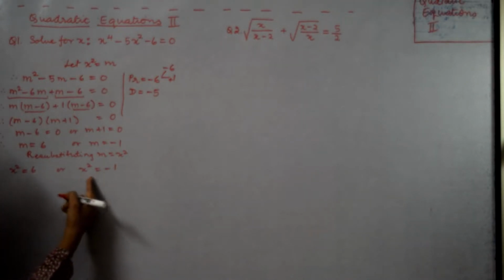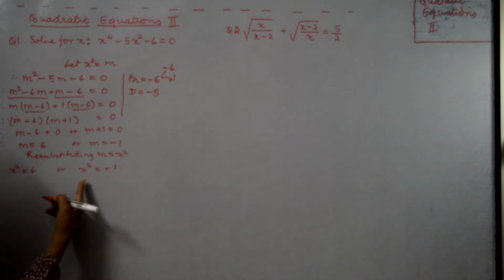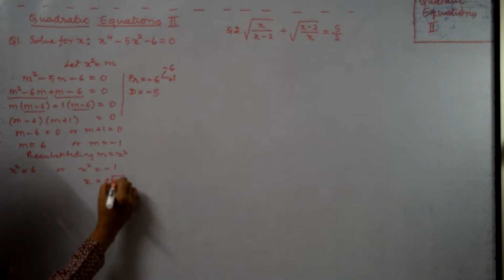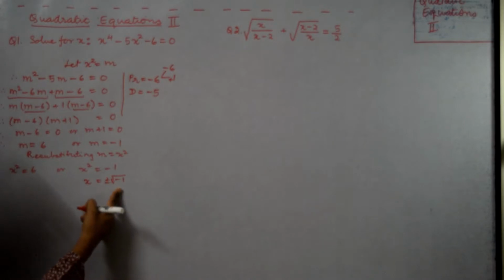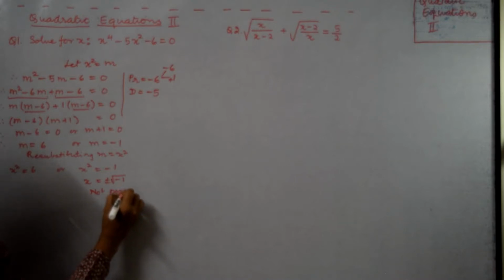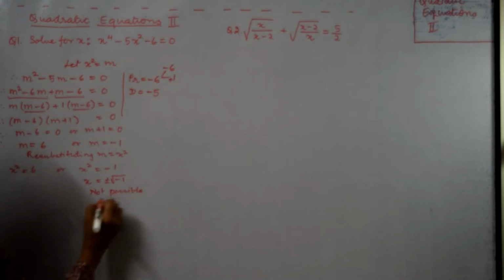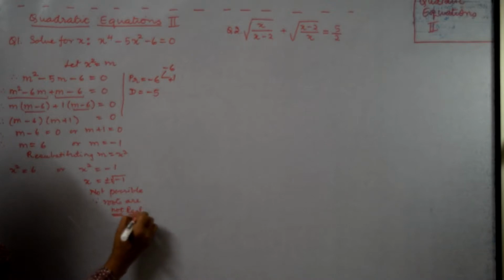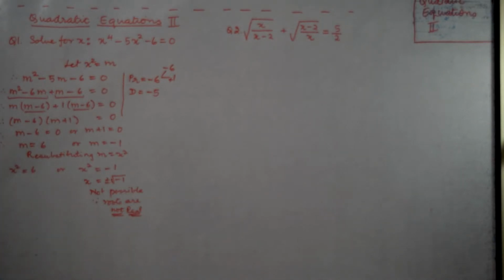Now x squared equal to minus 1 will give me x equal to plus or minus root of minus 1. This doesn't make sense because this is not a real number. So we just say not possible, since roots are not real. And so we continue with this.